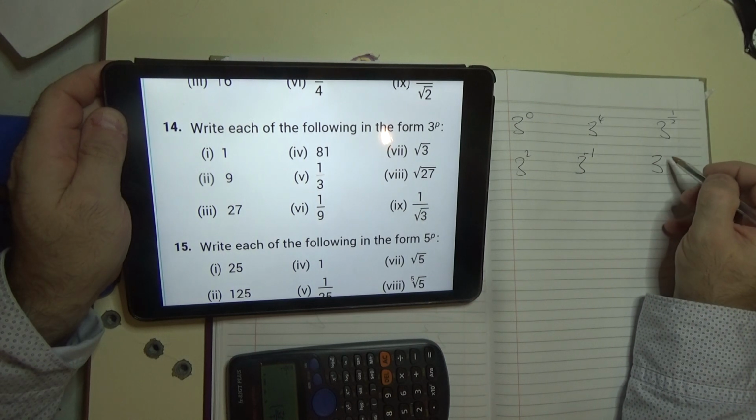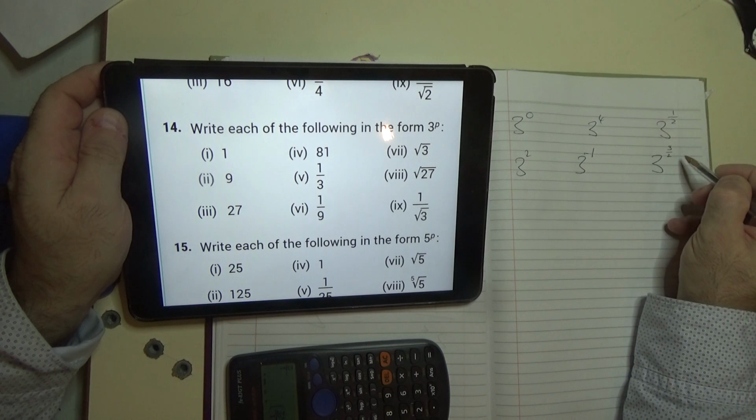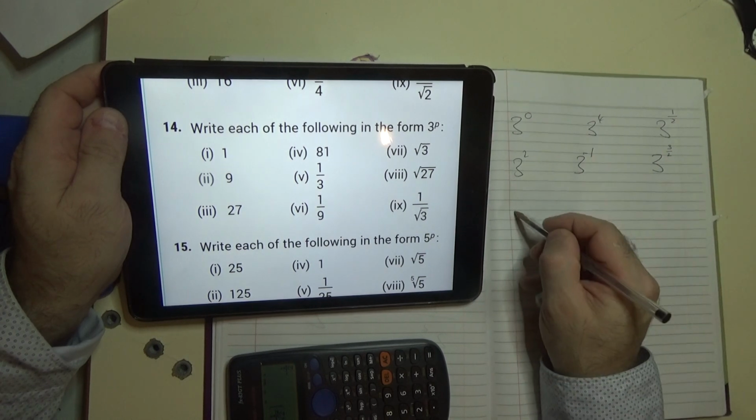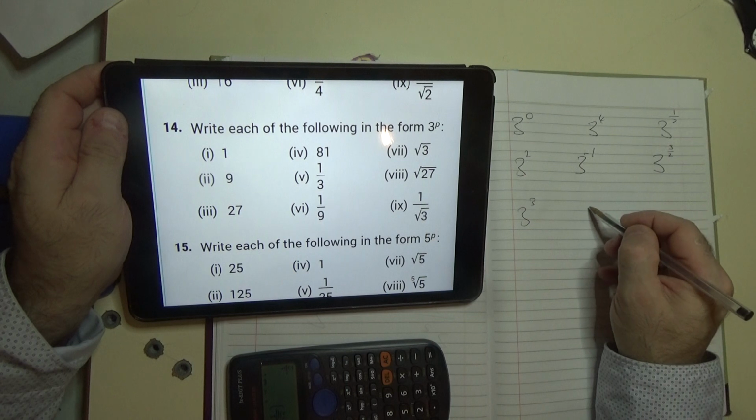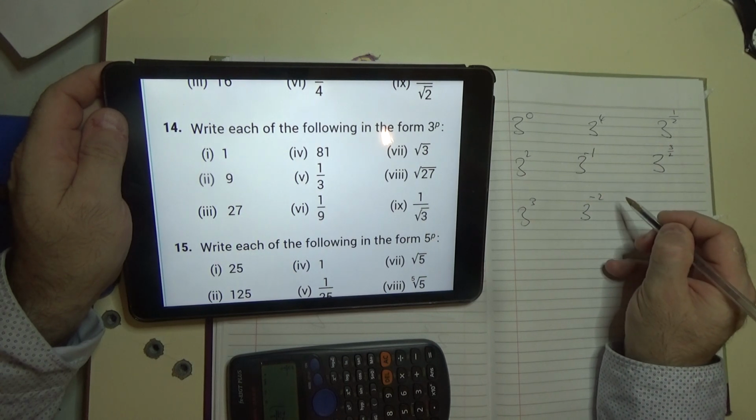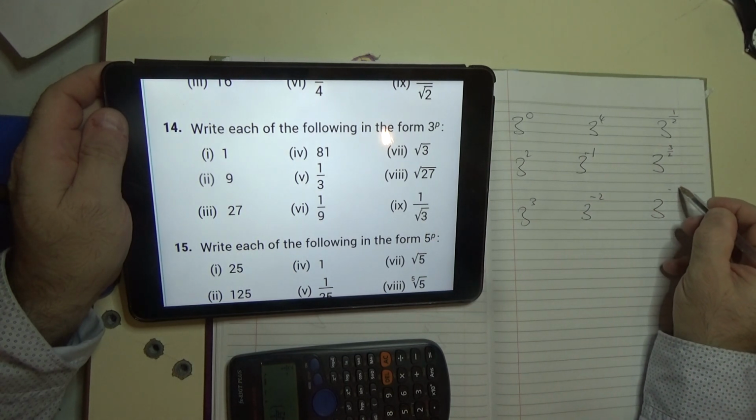Now, I'm going to want 3 for 27, but I'm going to want 2 for the fact that it's a square root. 3 cubed gives 27. 3 to the -2 gives a ninth. And 3 to the -1/2.